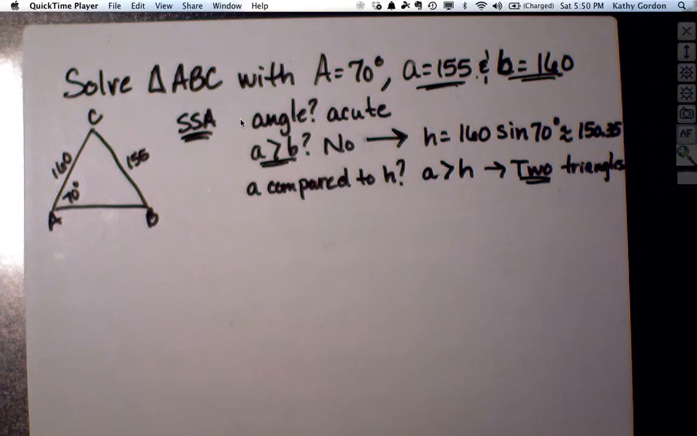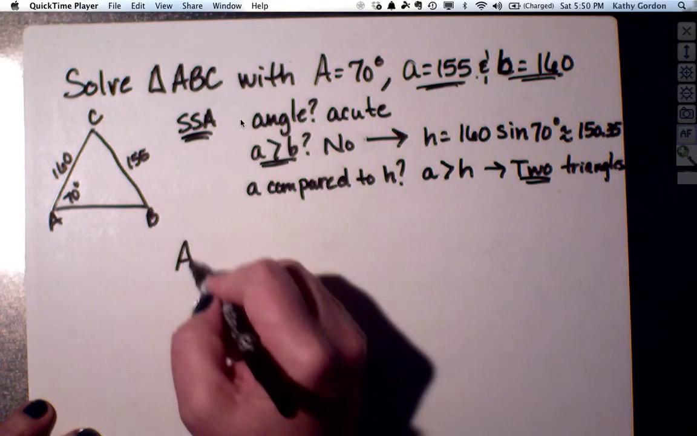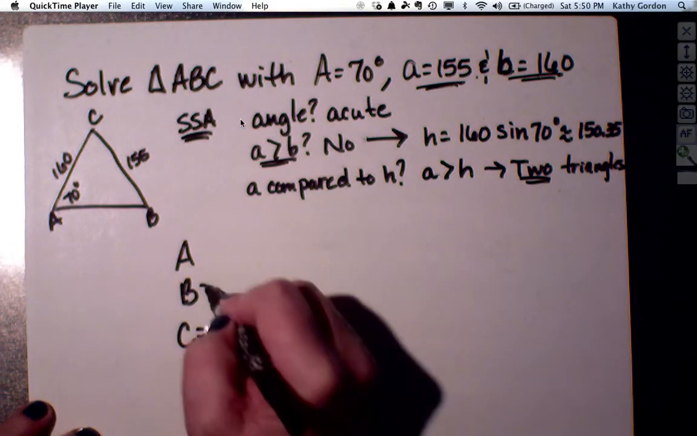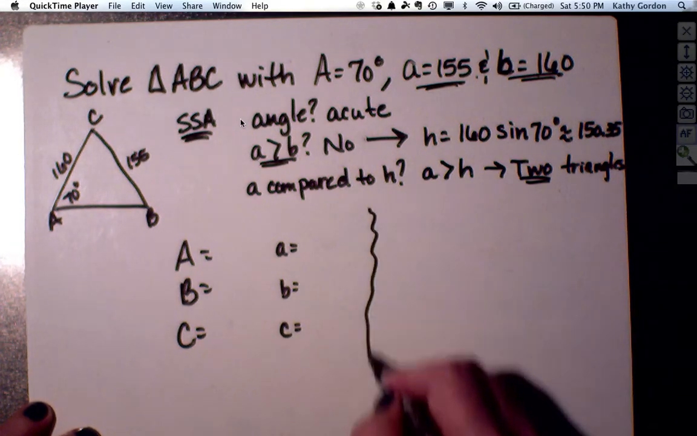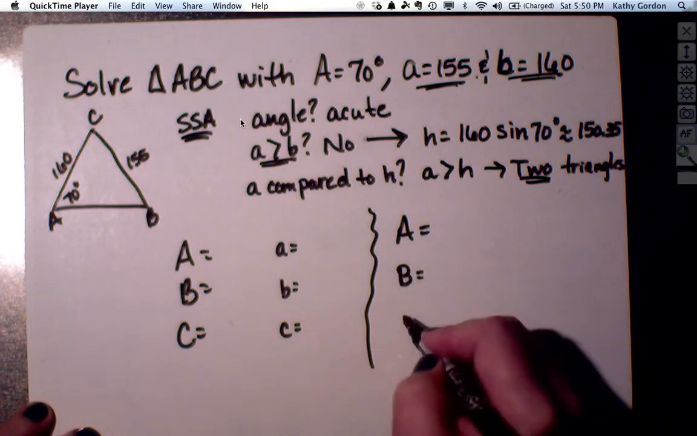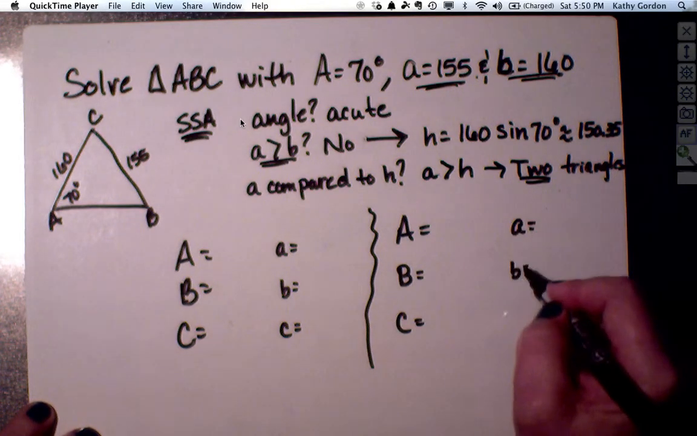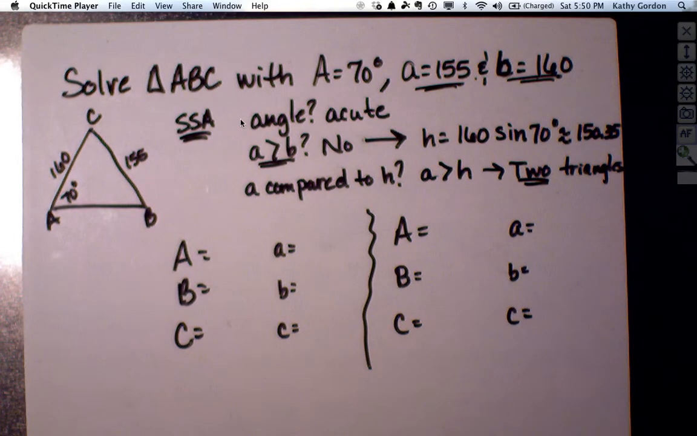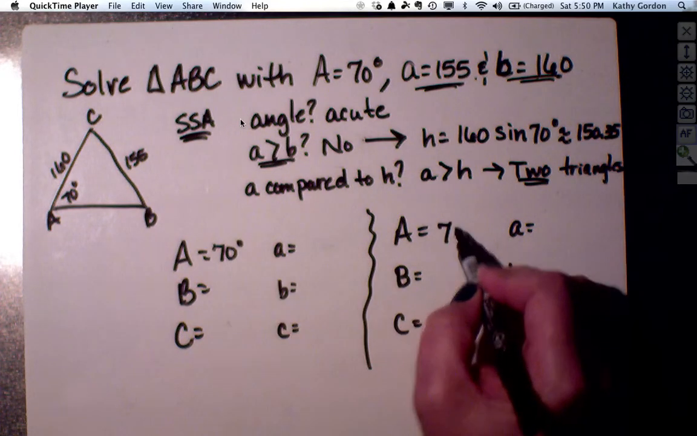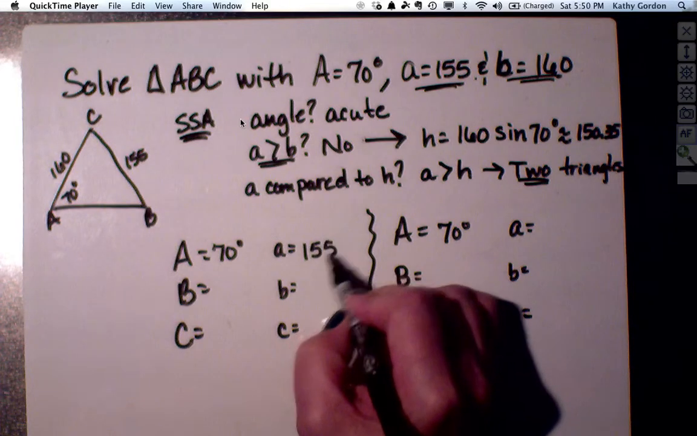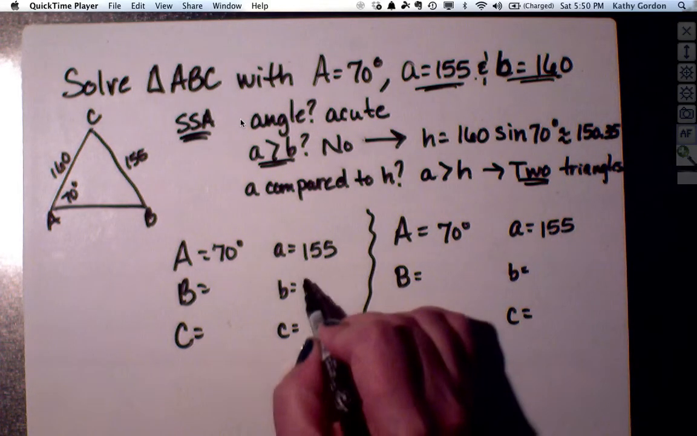Okay? So when we set this up, I'm going to want to set up two tables to fill in, because there are two different ways that a triangle could be created with these three measurements that we've been given. And so we have to come up with the total measurements for both of those triangles. We have to solve both possibilities. So in both of them, we'll fill in what we know. We know the 70 degrees for angle A, we know it's 155 for side a, and we know it's 160 for side b.